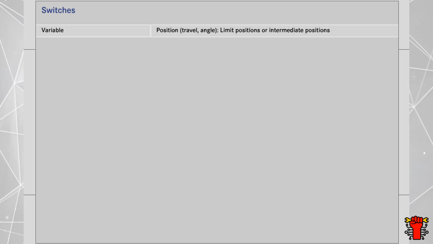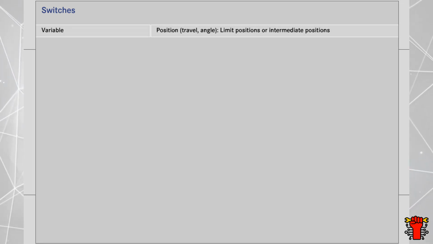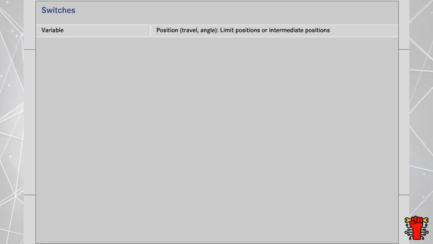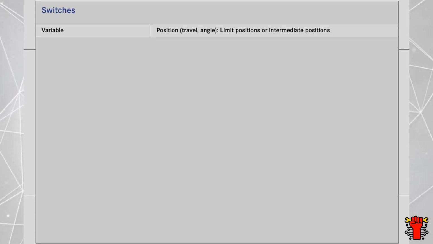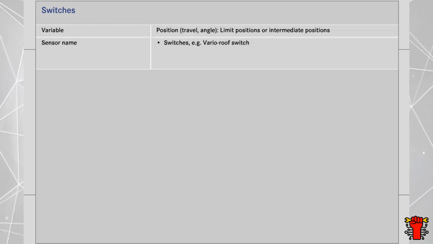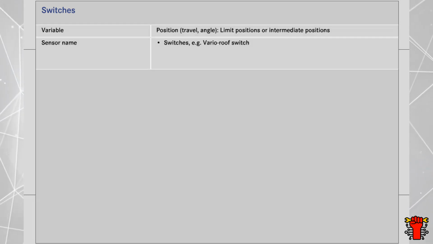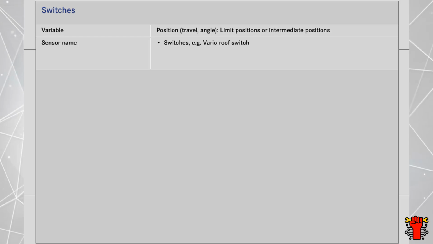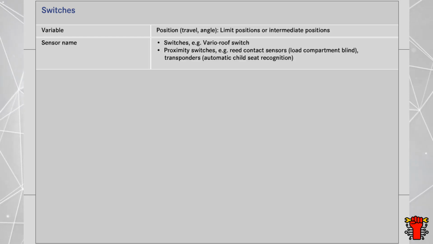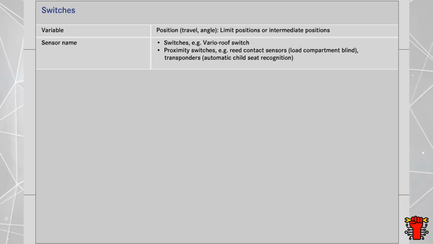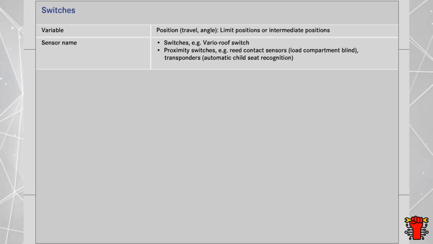When measuring a position, that is, when registering travel and angle information, often only specific limit positions or intermediate positions are required. Mechanically actuated switches are used, amongst others, for this task, as is the case for detecting the limit positions of the vario roof. In addition, there are proximity switches, for example, reed contact sensors or transponders.